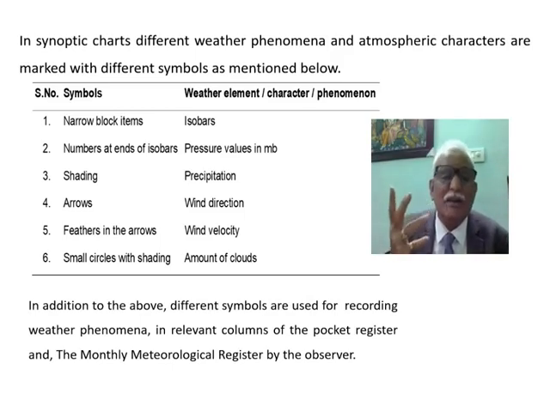Again I am telling you, from your examination point of view, please remember: shading is precipitation, arrows are wind direction, feathers in the arrows are wind velocity. You should remember this whether it comes as fill in the blanks, multiple choice, match the following or one-line answers, and you should not miss the marks. If you remember these six, 2 to 3 marks are in your pocket for the final exam.